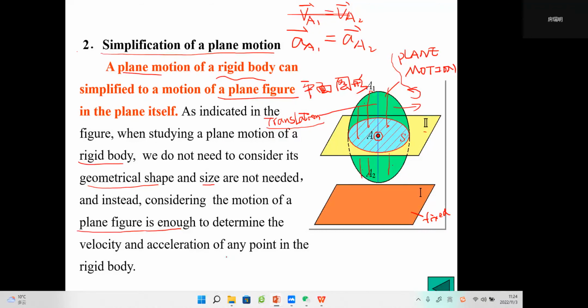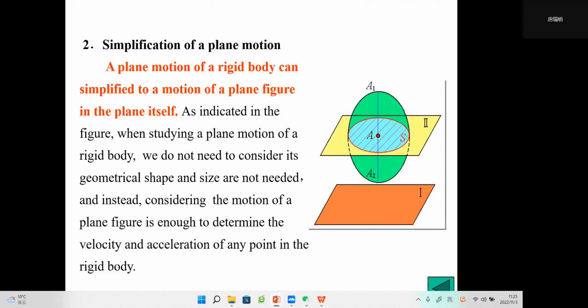So can you understand this? That is the so-called simplification of a plane motion. We only need to consider a section figure, right? This is the second thing. One is the definition of plane motion. So let's continue.